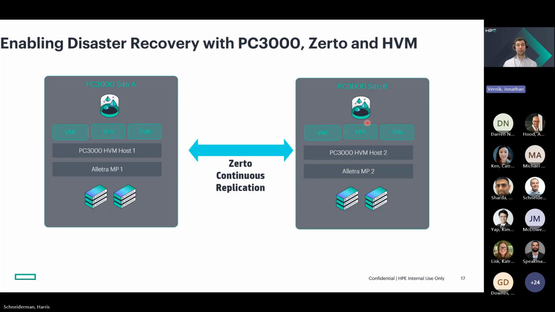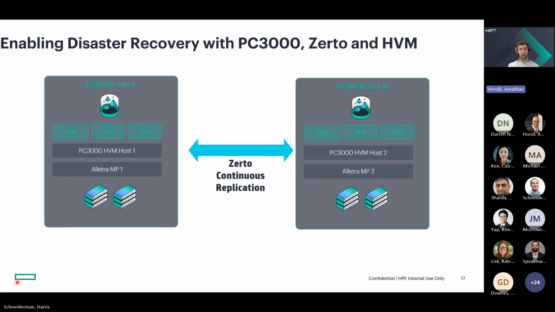sites. So today for PC3000, PC3000 running HVM as the virtualization layer, the replication we can do is then VME to VME and also VMware to VME, and you can protect in both directions as well. So ensuring that the DR side does not remain idle, where you can have active workloads and support bi-directional replication between sites.